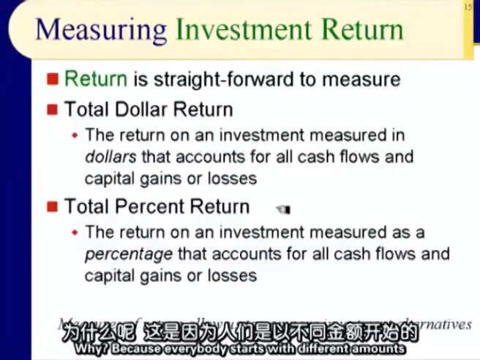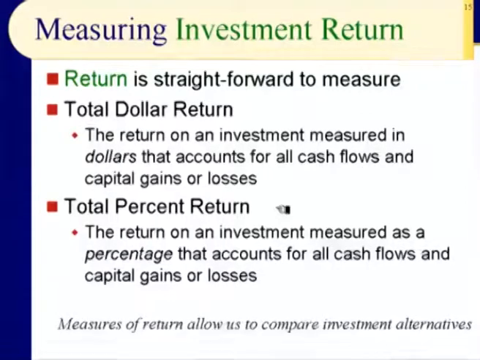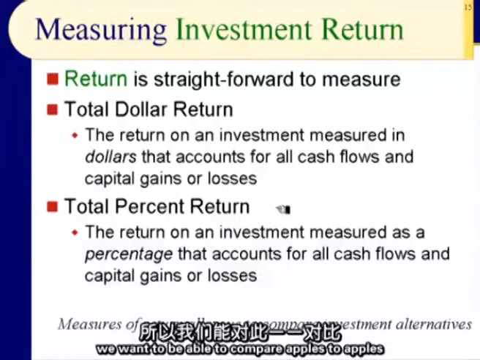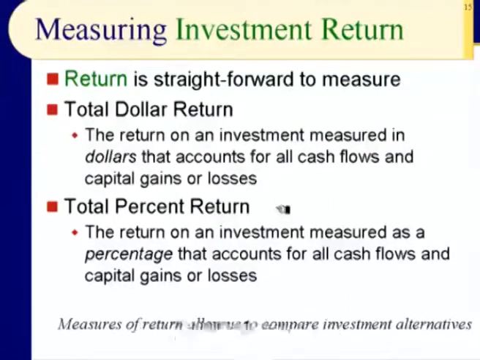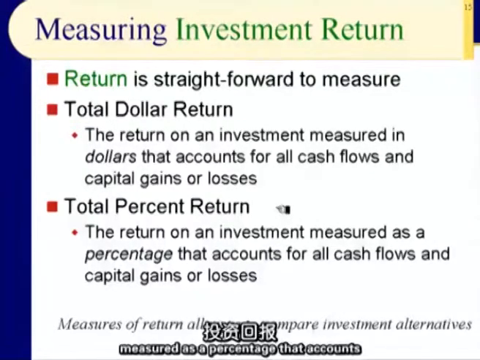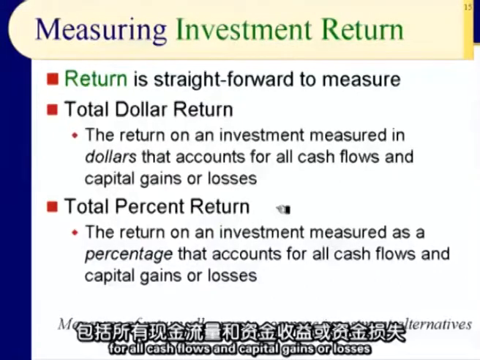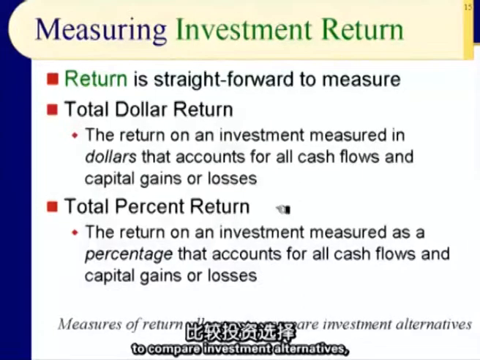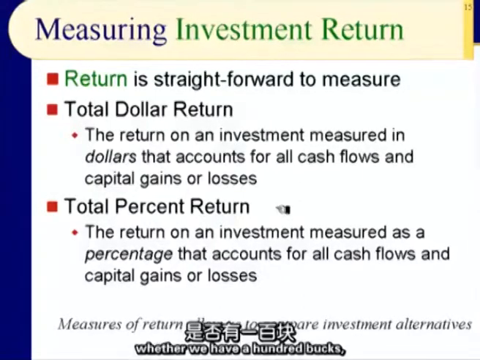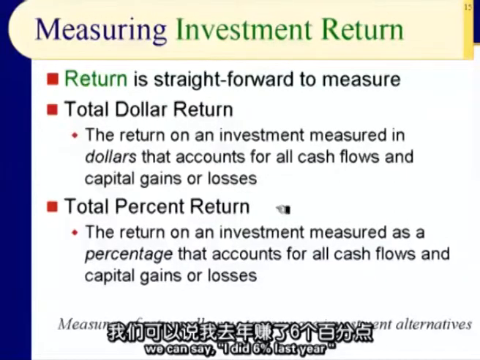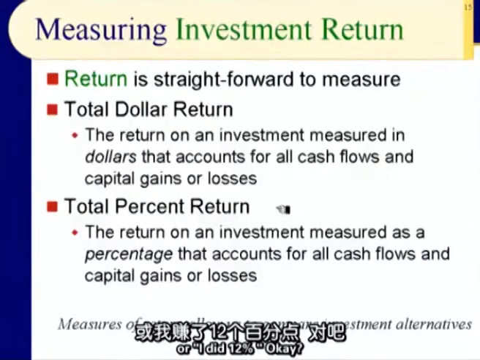But it turns out that this one is not as important as the total percentage return. Why? Because everybody starts with different amounts. Everybody's putting in different amounts. And so we want to be able to compare apples to apples. So what we normally do is look at the return on investment measured as a percentage that accounts for all cash flows and capital gains or losses. And this allows us to compare investment alternatives, and it doesn't matter whether we have $100 or $1,000 or $1 million, we can say, I did 6% last year, or I did 12%.